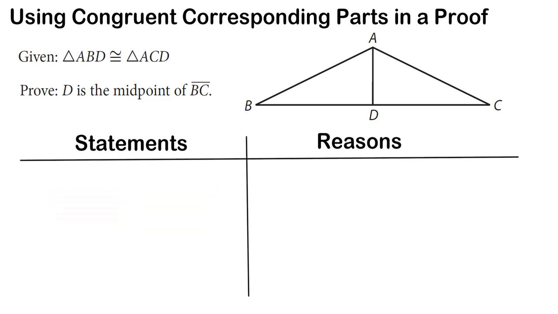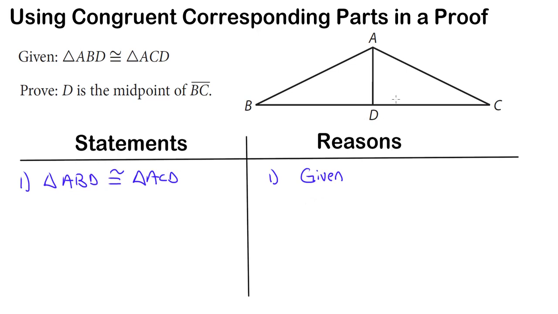So let's take a look at this first example here. It says, given triangle ABD is congruent to triangle ACD, prove that D is the midpoint of line segment BC. So when we start, we give our statements and our reasons, and our first statement is always the given. So triangle ABD is congruent to triangle ACD. And what is our reason for that? Because it's given. That information was given to us.